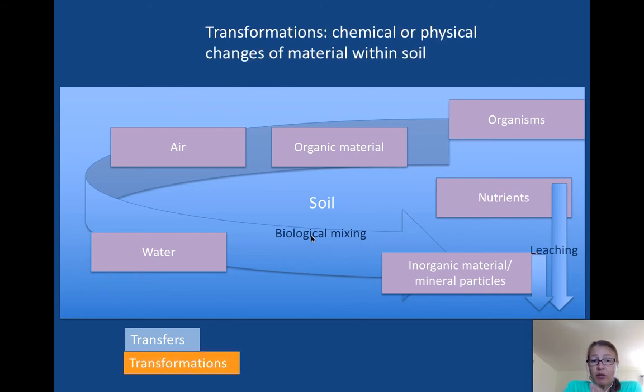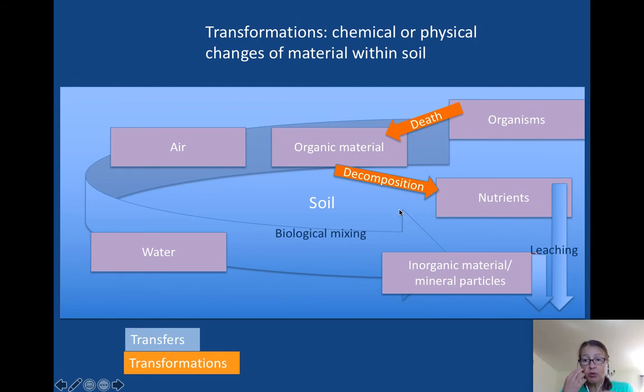Now, the next part is transformations. The transformations are when you have some sort of chemical or major physical change in the material. One big change that can happen is organisms can die. And of course, if they die, they become this detritus, and then they decompose.